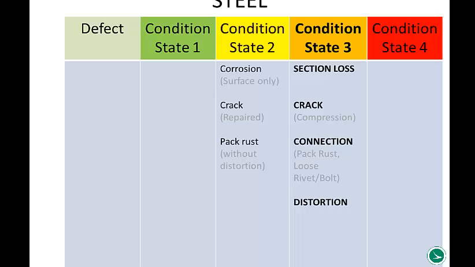Fourth defect would be distortion, and distortion should stay in state 3, and the distortion that, based off inspector experience, can be in condition state 4. Depends on if you want the attention, you want the analysis to verify what state this distortion should be in. So analysis could prove otherwise.